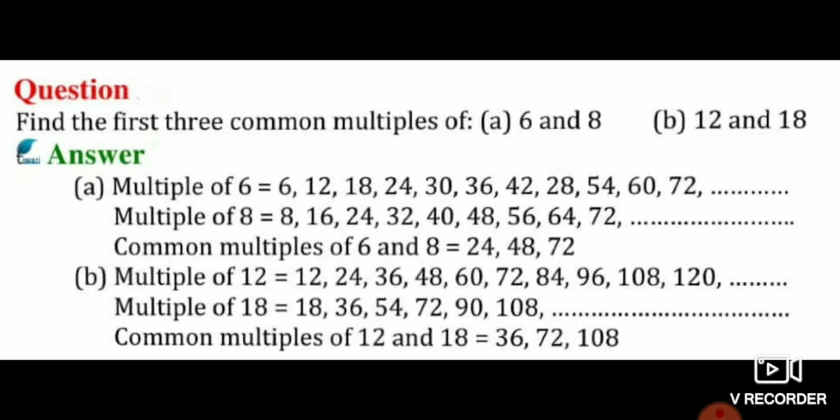In this way, you have to find out the first 3 common multiples of the given numbers. First you have to find out the multiples of the given numbers, that is 6 and 8. After that you have to find out the common numbers present in both the multiples. This is the common multiples.